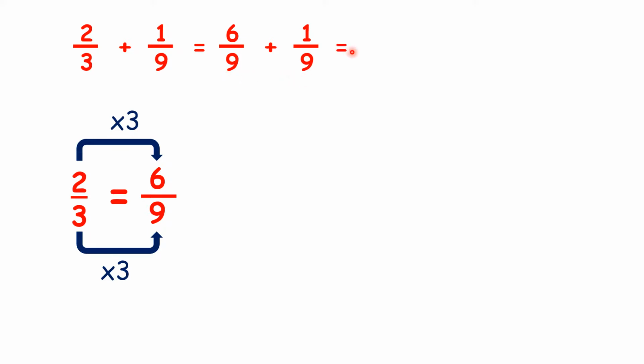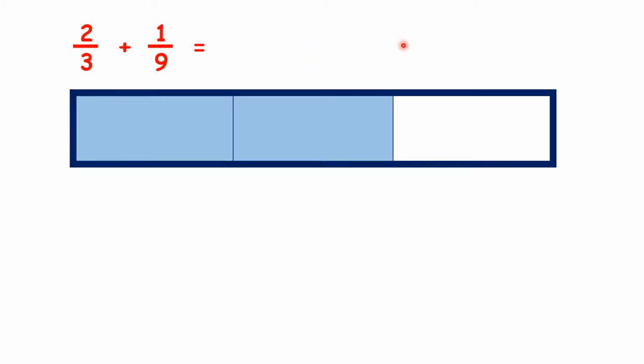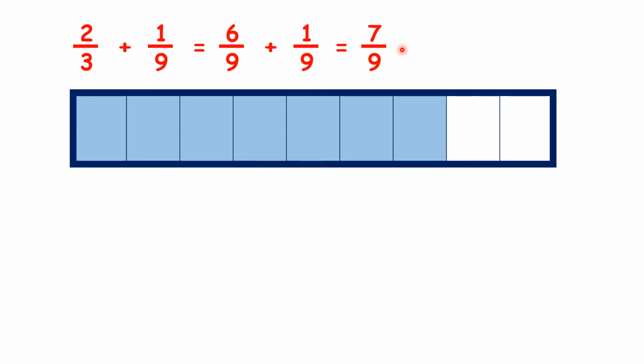But we haven't answered our question yet. To do that, we add the numerators and keep the denominator the same. So we have 7/9. So what we did in this question was split our 2/3 into 9ths to make 6/9. Then we added 1/9 and that gave us our answer 7/9.